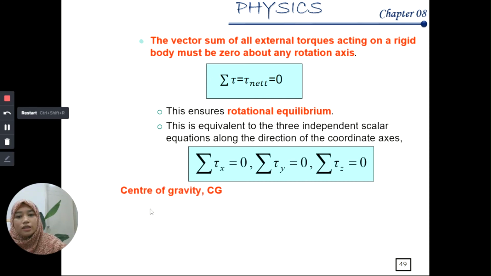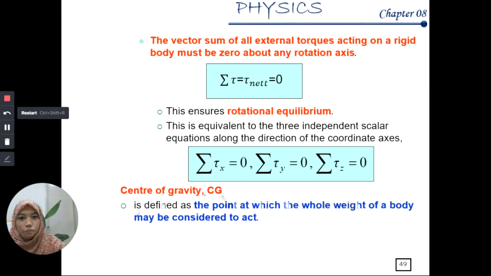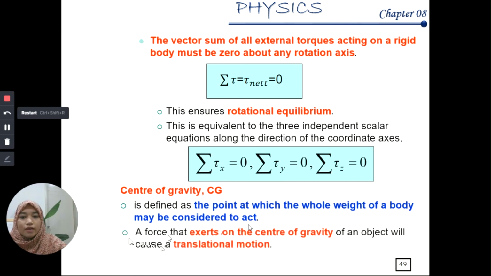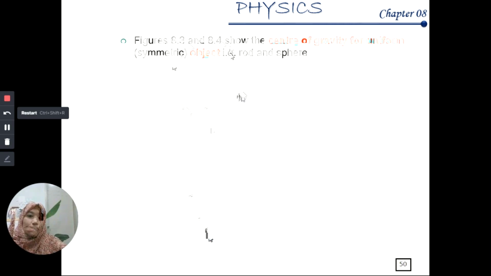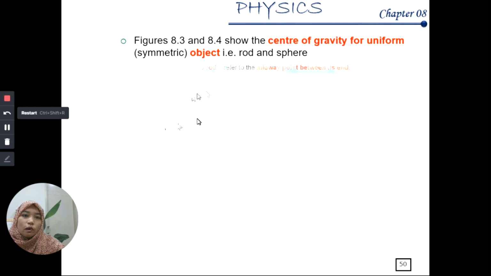Another important thing is the center of gravity, CG. What is meant by CG? It is defined as the point at which the whole weight of a body may be considered to act. A force that acts on the center of gravity of an object will cause a translational motion. Figures 8.3 and 8.4 show the center of gravity of uniform objects, a rod.